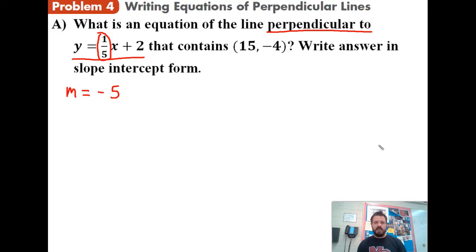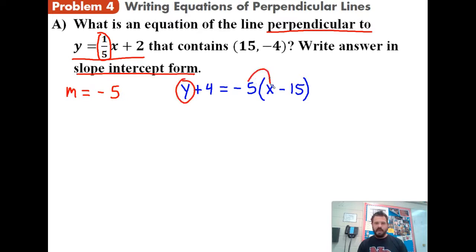And then from there, we'll do the same thing. We'll go to point slope form. So y minus the y coordinate of our point here, negative 4. So in other words, y plus 4 is equal to the perpendicular slope, the negative 5, times x minus the x coordinate. I have a little bit big numbers here, but we'll be all right. And then from there, we want the answer in slope-intercept form once again, so we'll solve this equation for y. I'm going to distribute my negative 5 through.